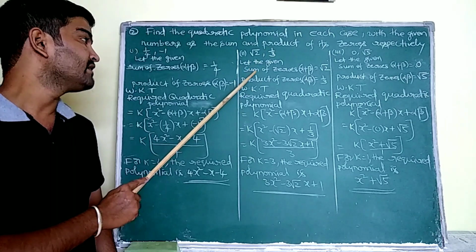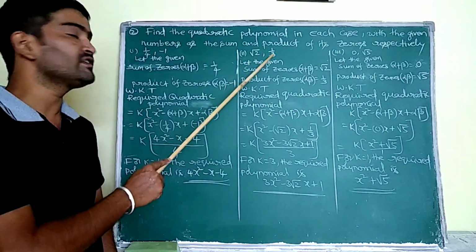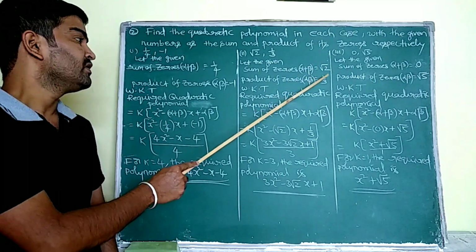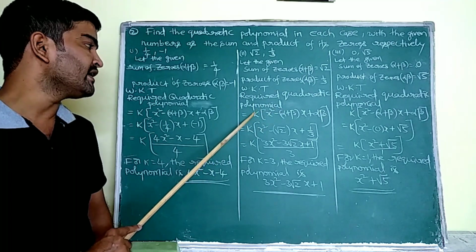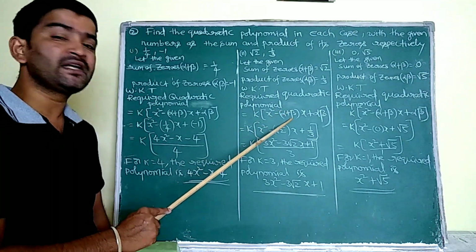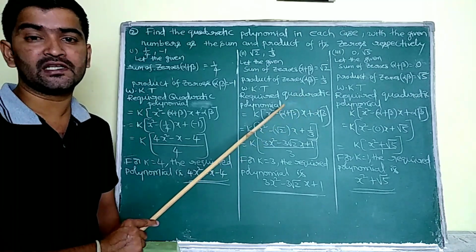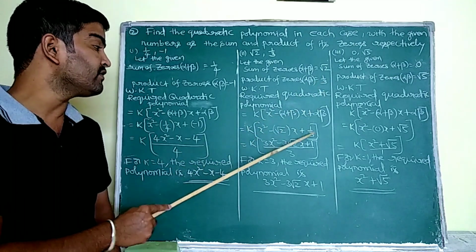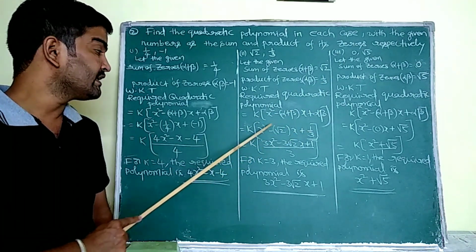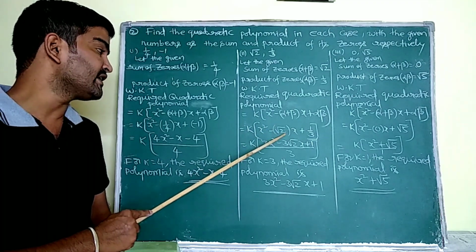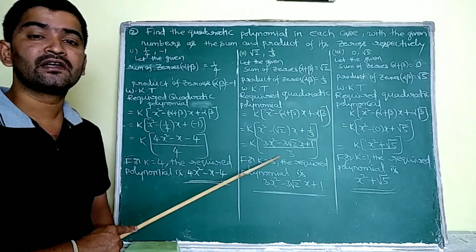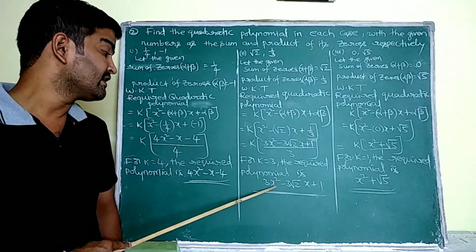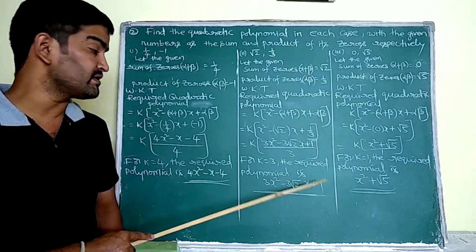Similarly, see here the given sum of zeros is root 2 and product of zeros is 1 by 3. So alpha plus beta is equal to root 2, alpha beta is equal to 1 by 3. The required quadratic polynomial is k into x square minus alpha plus beta into x plus alpha beta. In the place of alpha plus beta I write root 2, and in the place of alpha beta I write 1 by 3. Here the LCM is 3. So 3x square minus 3 root 2 x plus 1, whole by 3. Here the denominator is 3. So for k is equal to 3, the required quadratic polynomial is 3x square minus 3 root 2 x plus 1.